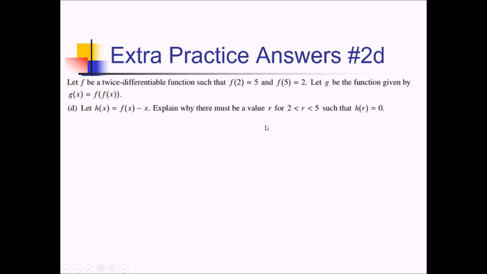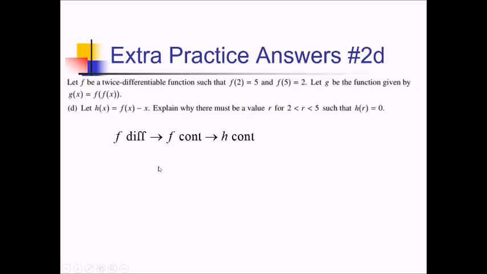To use the IVT, we have to first demonstrate that we have a continuous function on the closed interval, and we also have to show that the beginning and ending output values sandwich the value we're looking for. So let's start with the continuity piece. H of x is made up of f of x minus x. Now we know that f is twice differentiable. Since f is differentiable, it is also a continuous function, and since f is continuous and x is continuous, having two continuous things being subtracted is going to give you another continuous function. H of x, therefore, is also continuous.